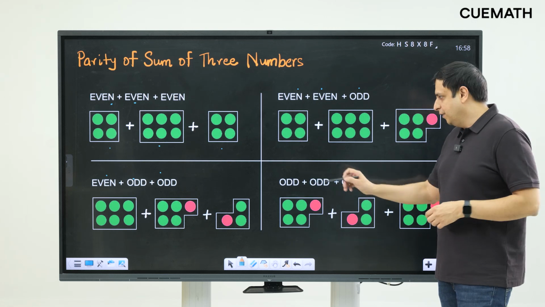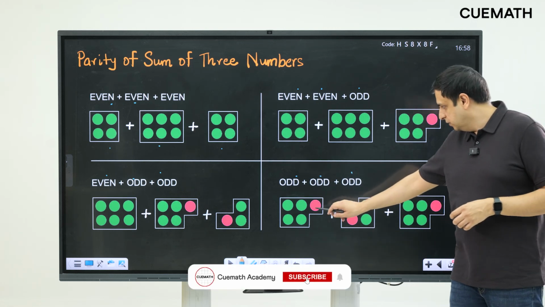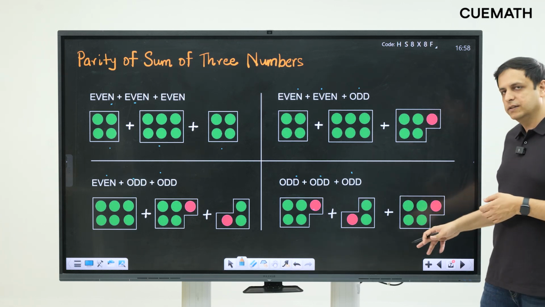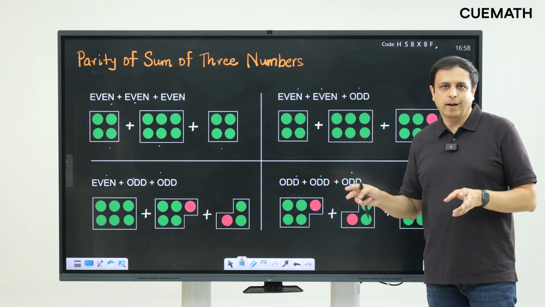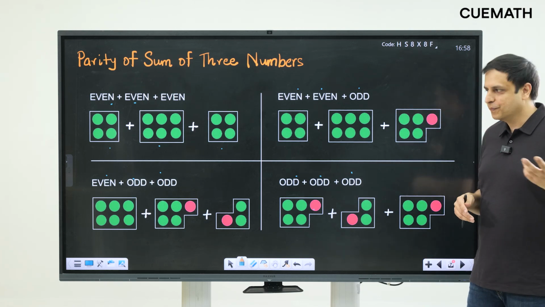And finally, if you put three odd numbers together, what should you get? The first two odd numbers will balance, and therefore you'll get an even number, but then you stack on the third odd number and the sum will be unbalanced, and therefore the sum of three odd numbers will be odd.